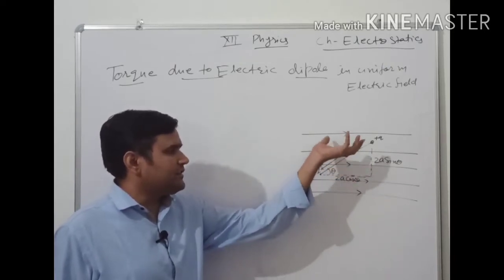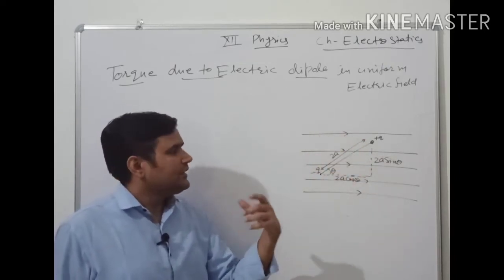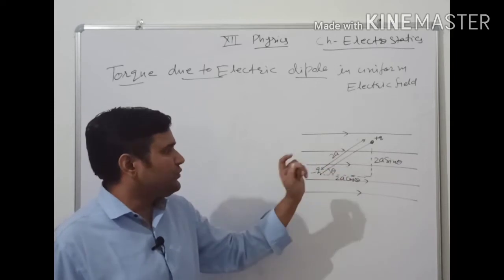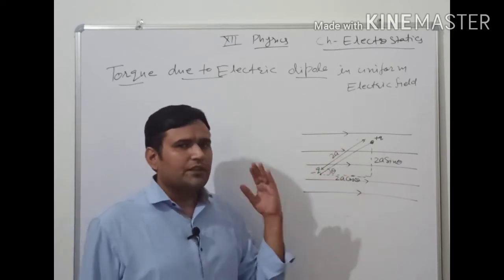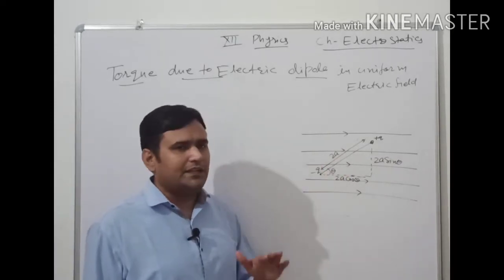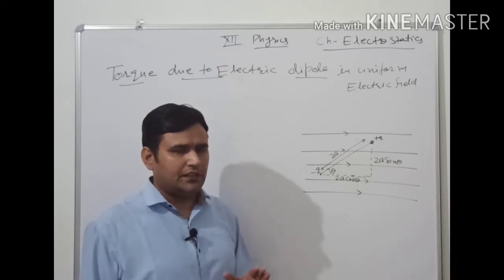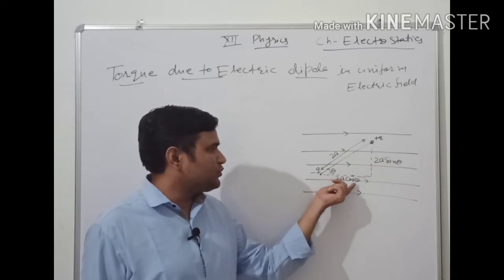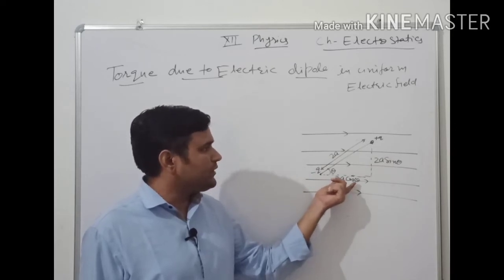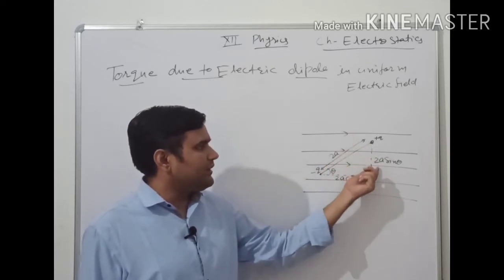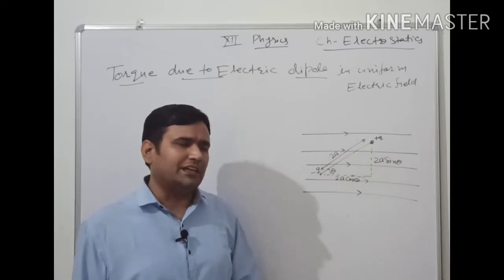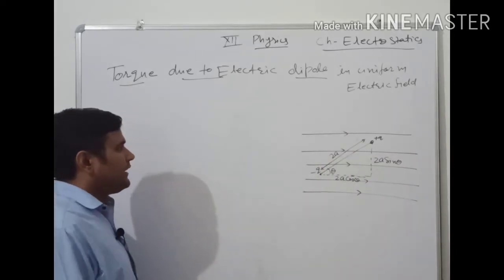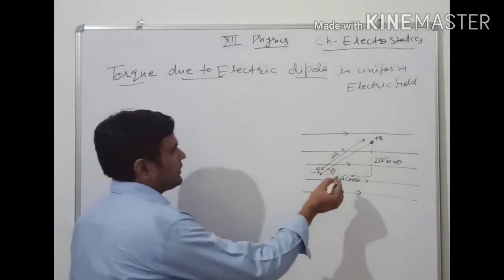It is to be placed into a uniform electric field. The distance between the charges is 2a. If the electric dipole is placed at an angle theta with respect to the electric field lines, then the horizontal component is in terms of cos theta and the vertical component is in terms of sin theta. Now we are going to consider the formulations.